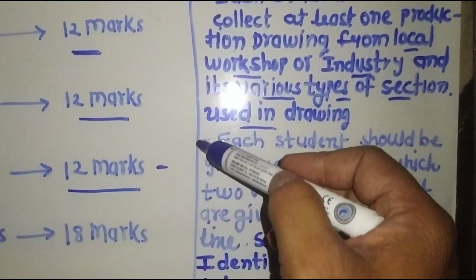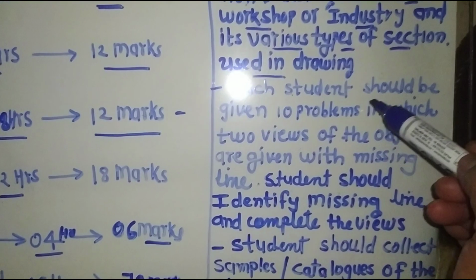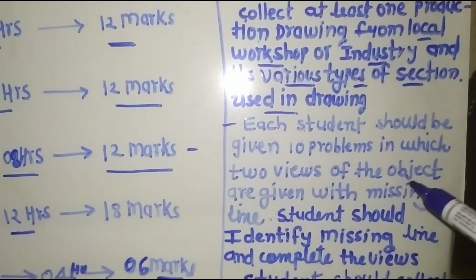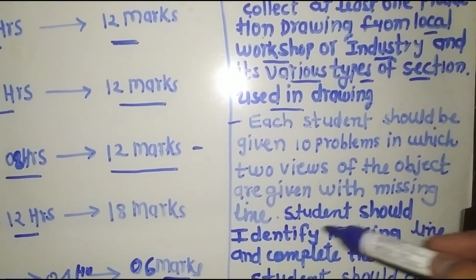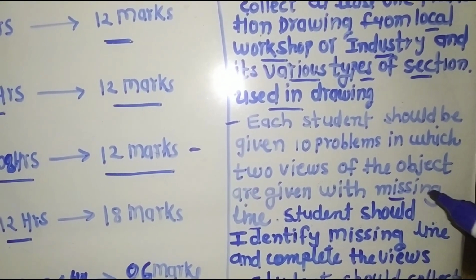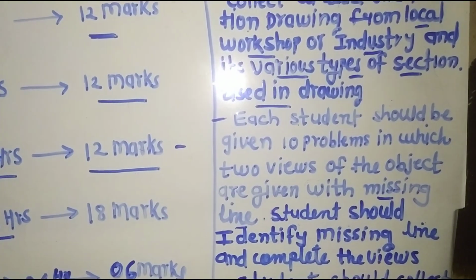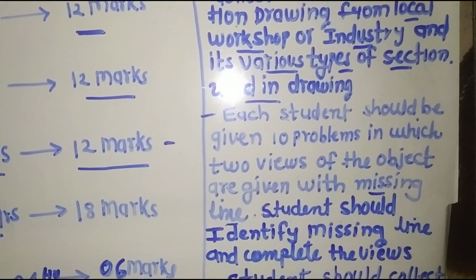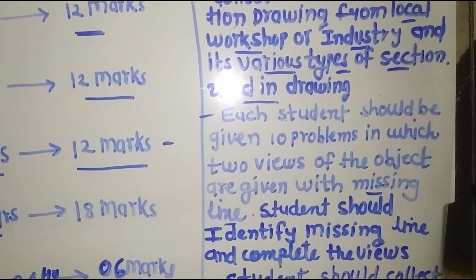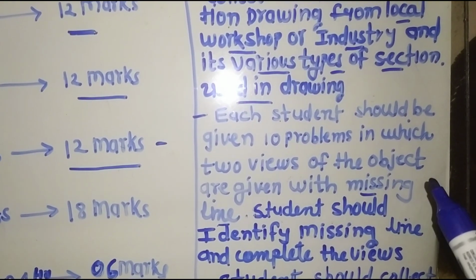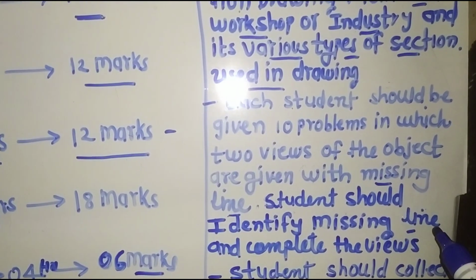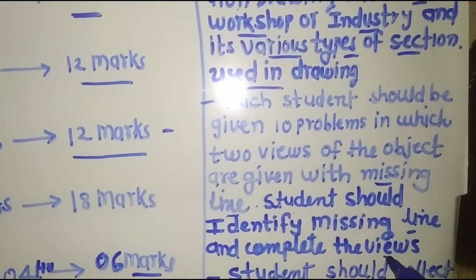And each student will be given 10 problems in which two views of the objects are given with missing lines. To complete the object, the missing line: in orthographic projection, front view, top view, or side view is given. Then you have to complete the missing line. The student should identify that missing line, then he can understand the drawing and complete the views.